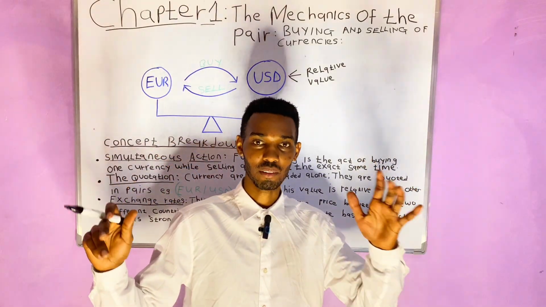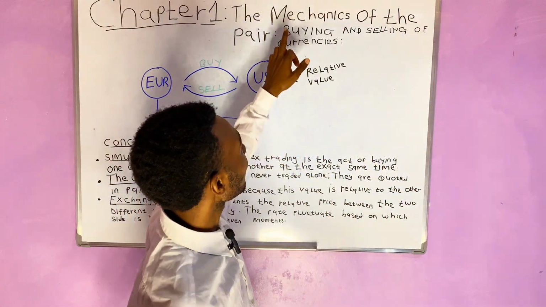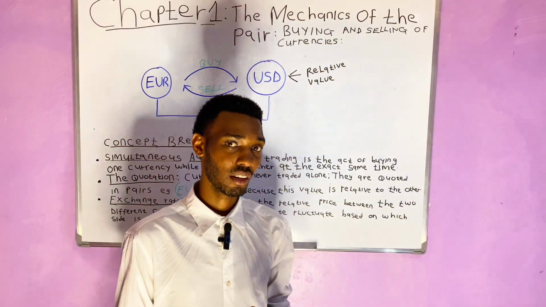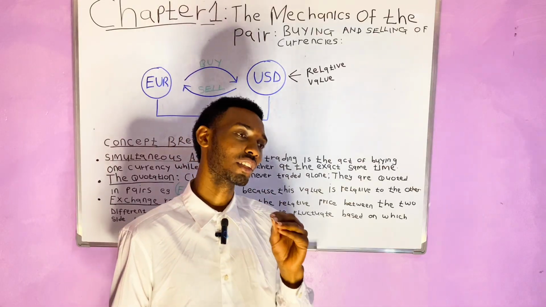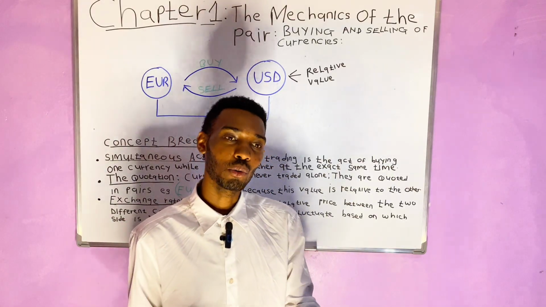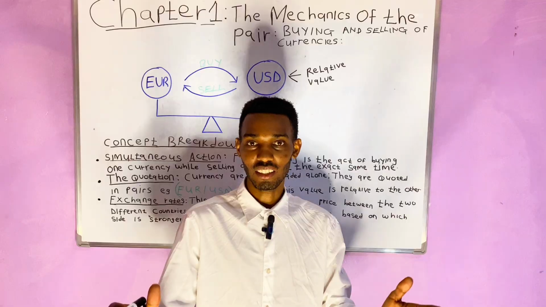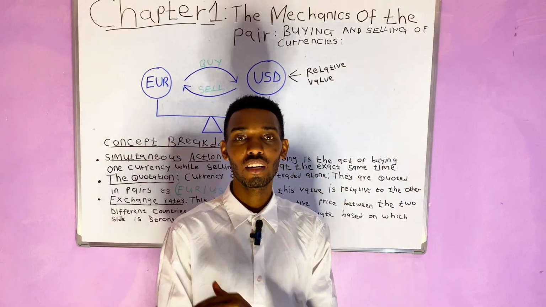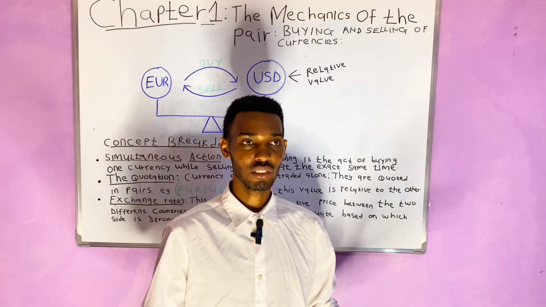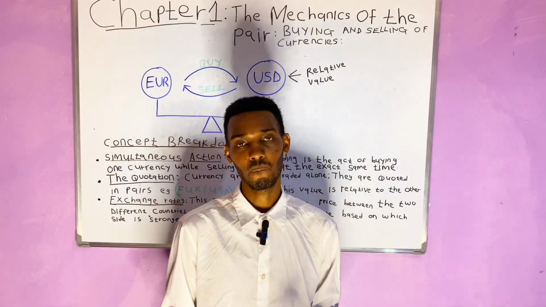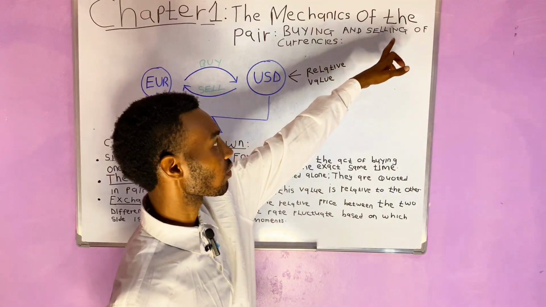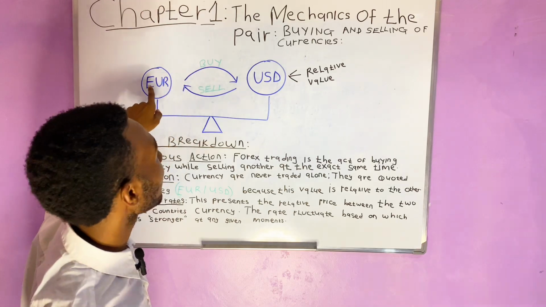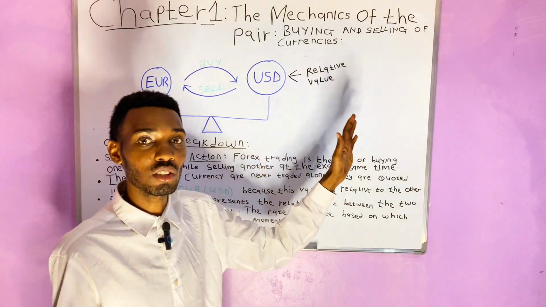In this lesson we're going to learn about the mechanics of the pairs, that is buying and selling of the currencies. What we mean by buying and selling the currencies is how you buy a currency in exchange for another currency, given the relative rate and the relative economy of the country. This is whereby you buy one currency in exchange for another.